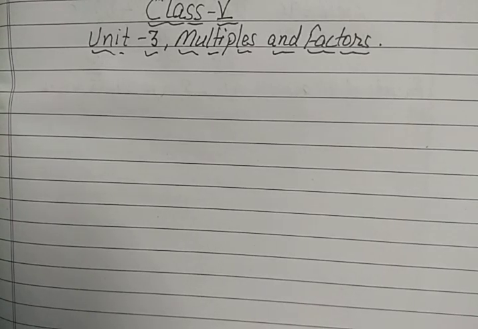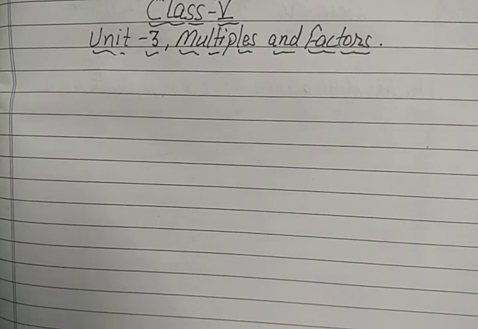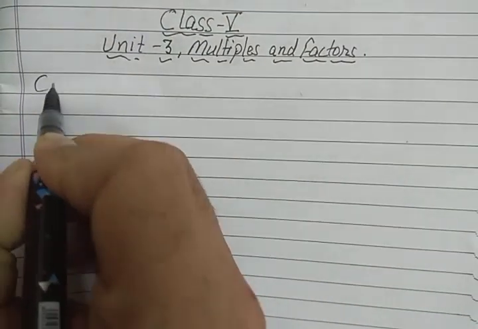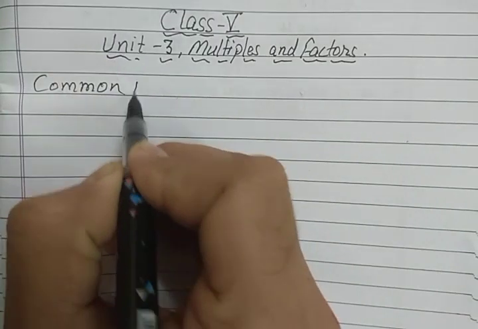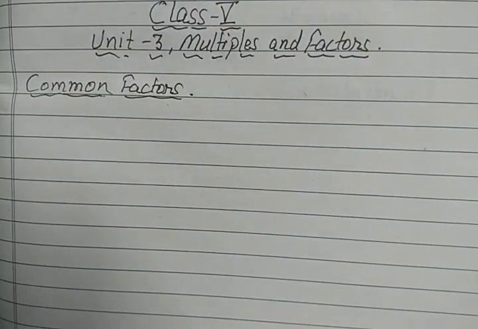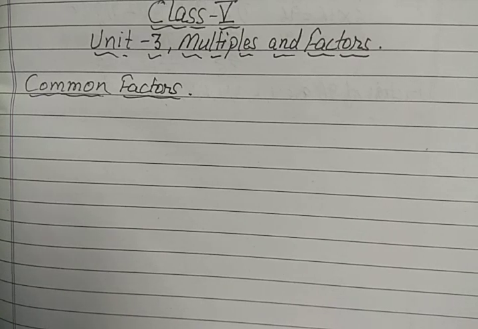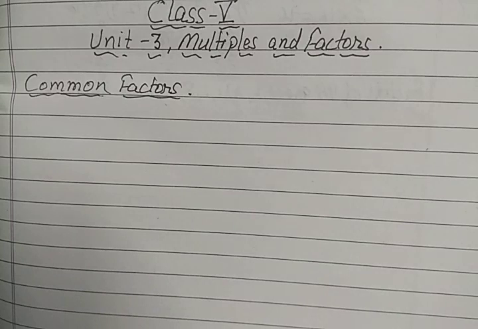Hello students. In the previous video we discussed the factors, that is, how to find the factors of a number. To find factors of a number we have to see in which multiplication table the given number is coming. Today we will discuss how to find the common factors. For that also we have to find the factors of the numbers first, and then we will take the common factors of the given numbers.